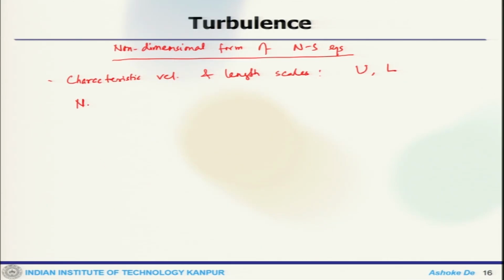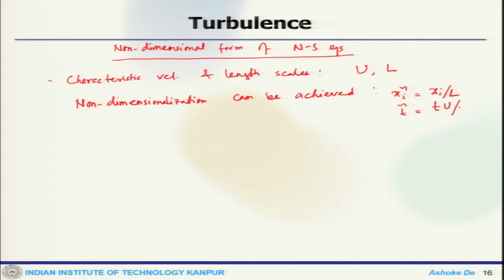and the non-dimensionalization can be achieved through this, where we can define xi bar is xi by L, t bar is tU by L, Ui bar is Ui by capital U, and P bar is P by rho U square. So, that is what we do.